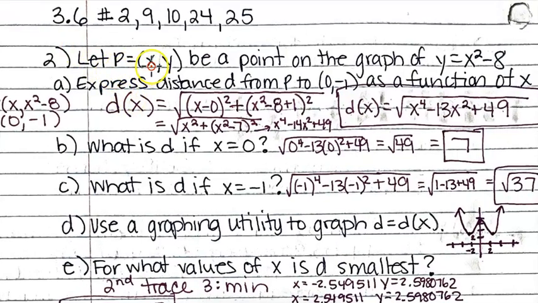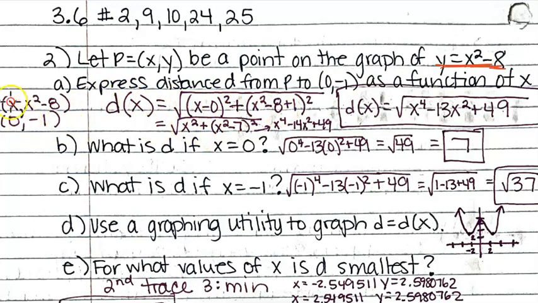So here we're told that P equals (x, y) is a point on the graph of y equals x squared minus 8. It wants you to express distance d from P to the point (0, -1) as a function of x. So because we know that y is x squared minus 8, that means that instead of (x, y), my point is really (x, x squared minus 8) for my first point. My second point then is (0, -1), because that's what I'm finding the distance between. So in the distance formula, we subtract the x coordinates and square it, and then we add that to the subtraction of the y coordinates and squaring those.